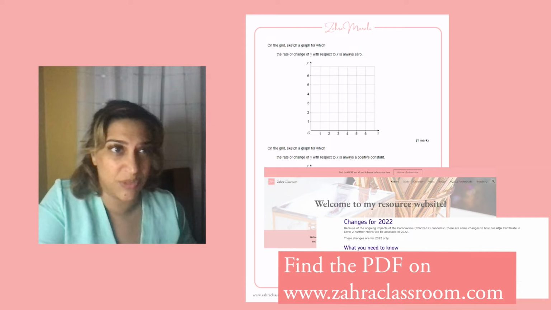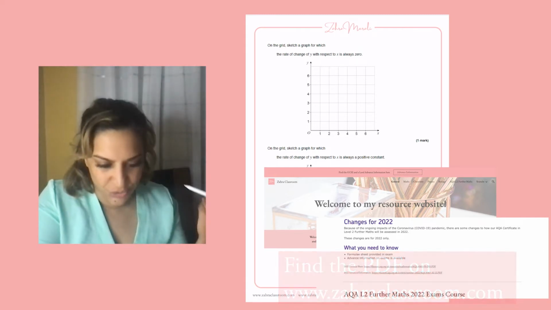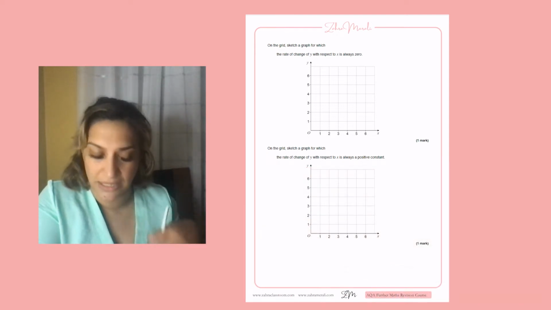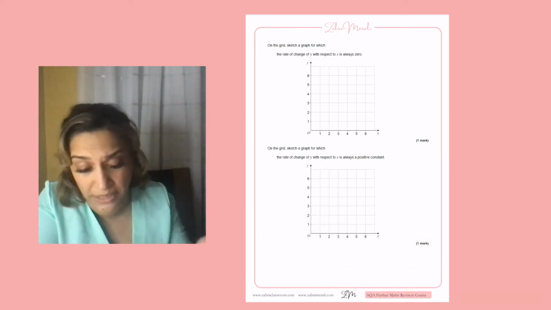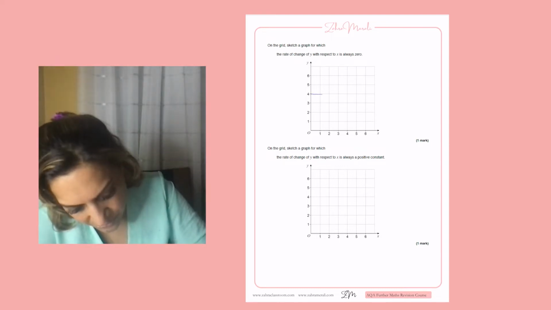Now that's going to happen when you just get a horizontal straight line. So as you change the x coordinate, the y coordinate doesn't change. So we end up with a horizontal straight line.